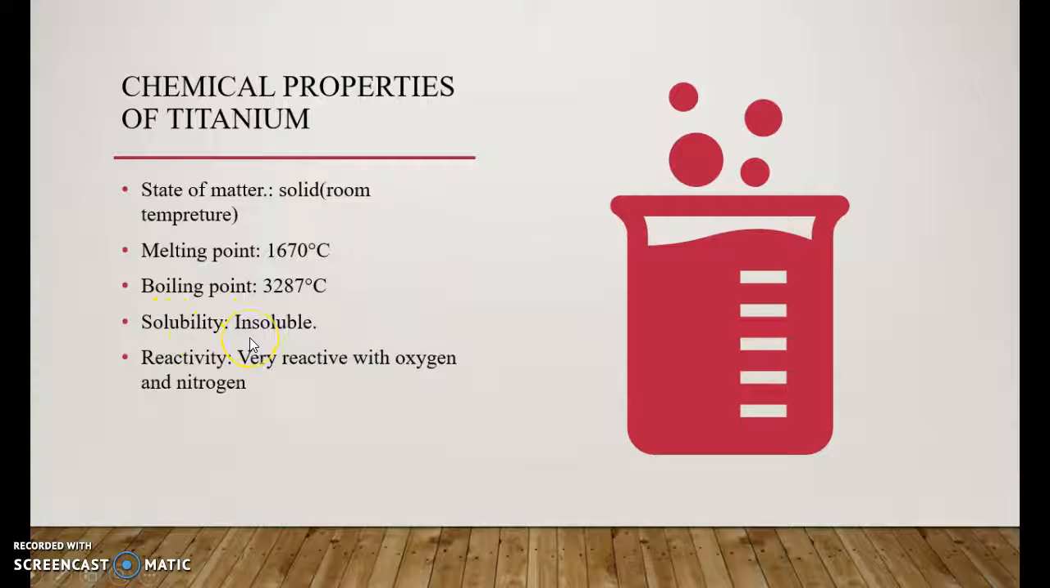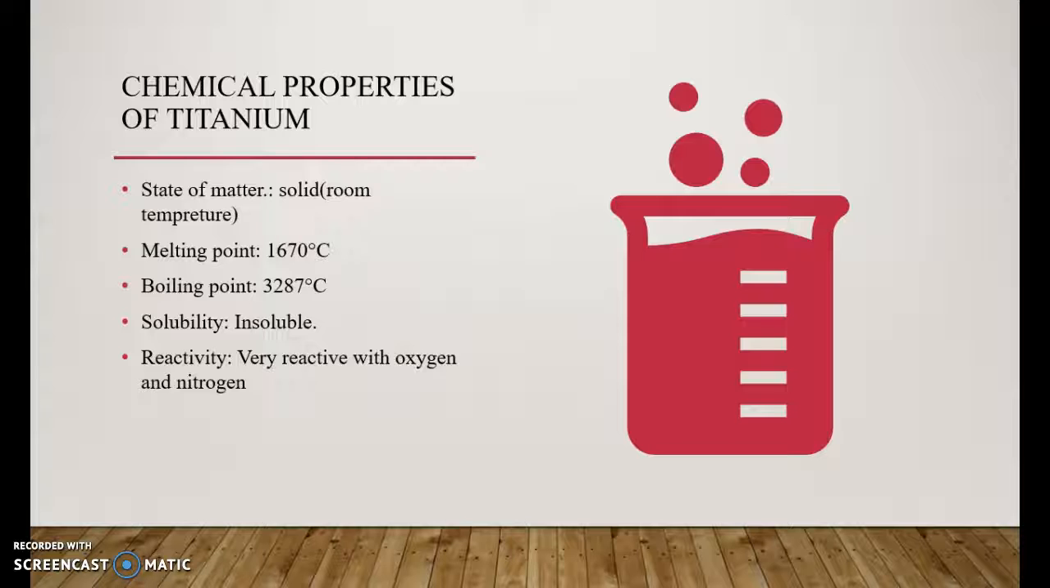Solubility. Titanium only reacts with water after its protective titanium oxide surface layer is destroyed. It is therefore water insoluble. Titanium compounds generally are not very water soluble.